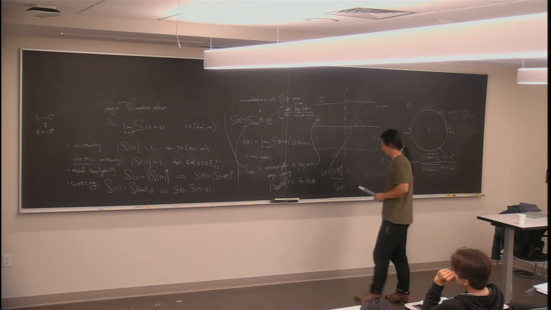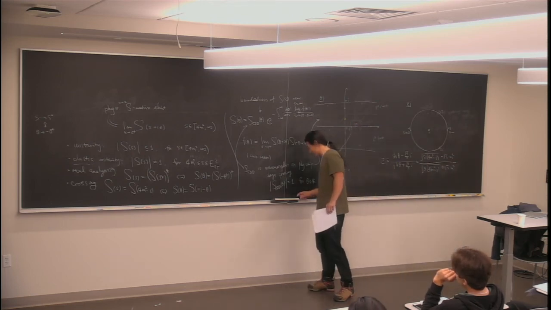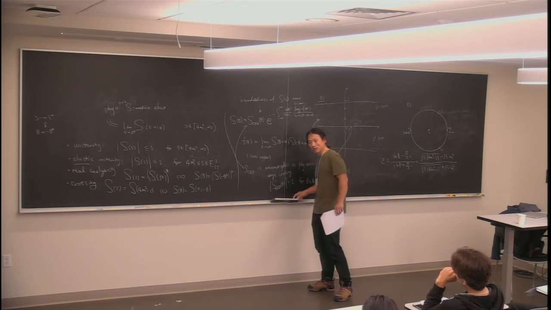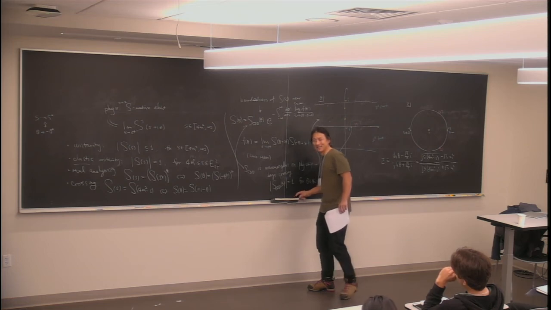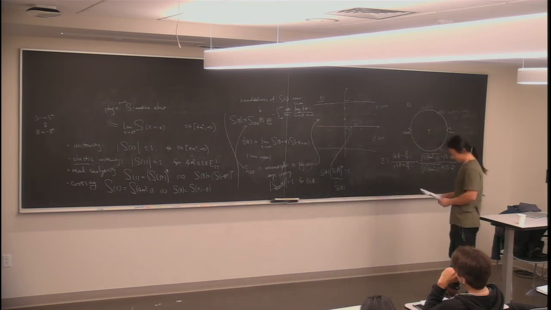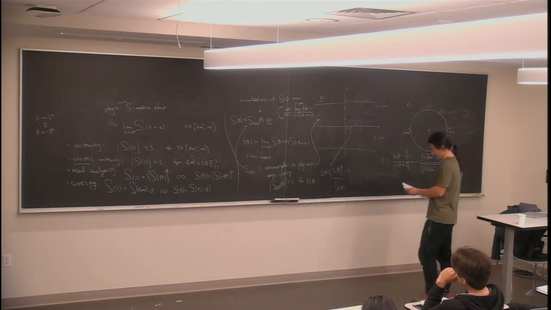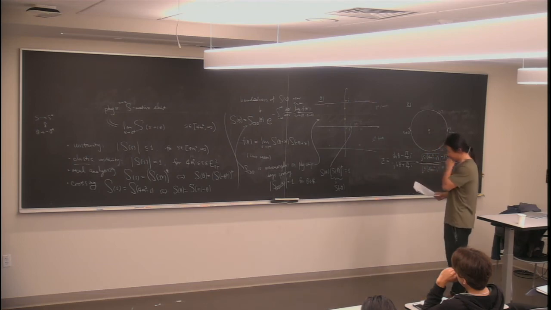Physically, I think it's kind of a lore that one expects a local quantum field theory to have that property. For a theory with gravity, you expect that to fail. But I'm not aware of a proof of either statement. All right.